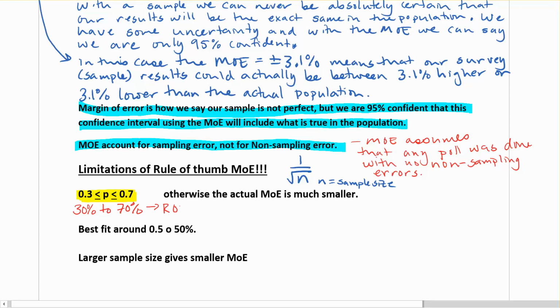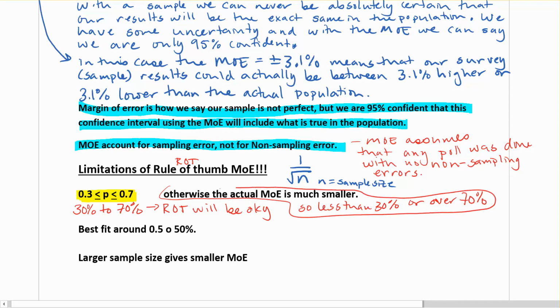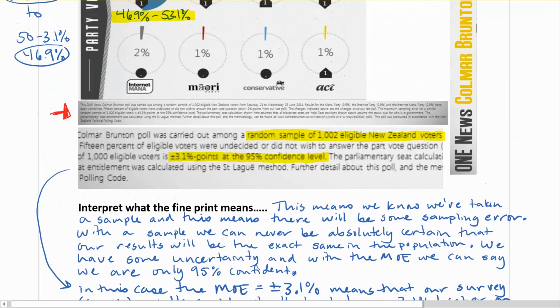Then the rule of thumb will be okay to use. And if it's outside of that, so less than 30 or over 70, your margin of error is actually going to be a lot smaller than that. So these go together. If you have a proportion that's outside of 30 or 70, the approximation here, this is an approximation rule, is not as accurate, and that's okay, but you just need to be aware of it.